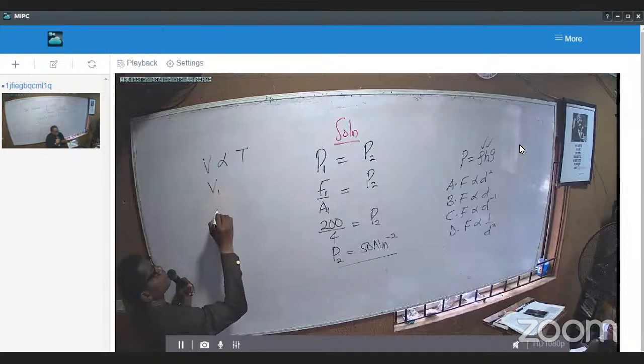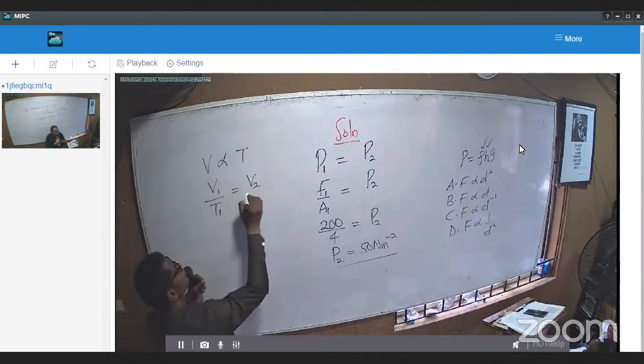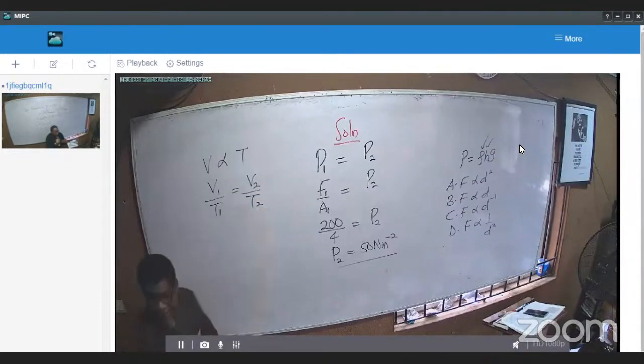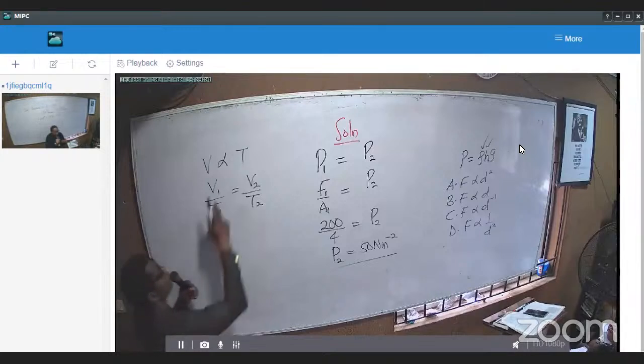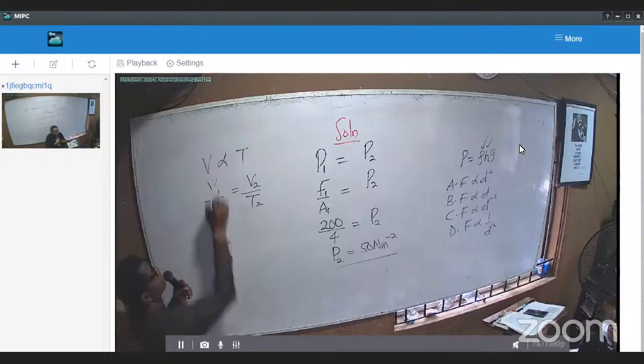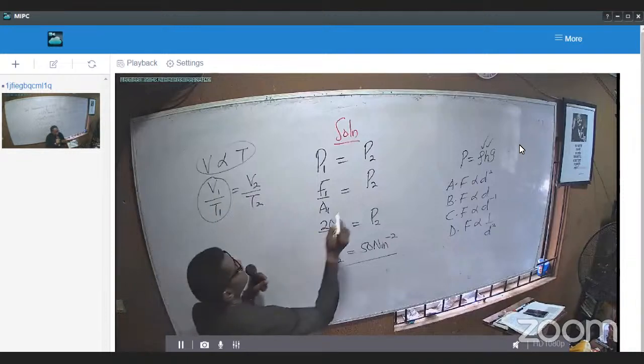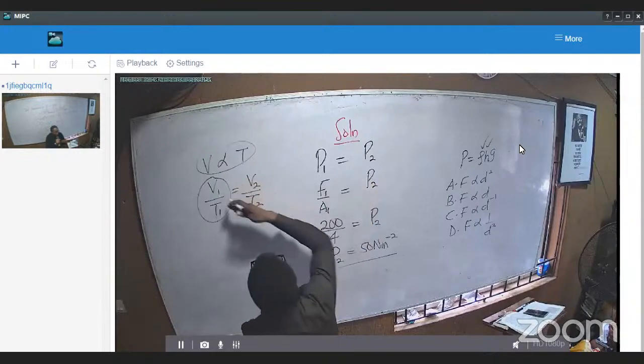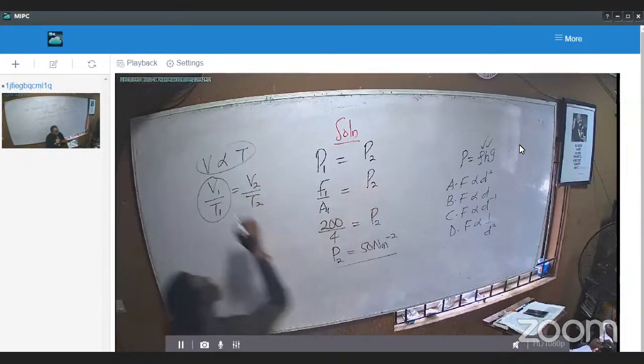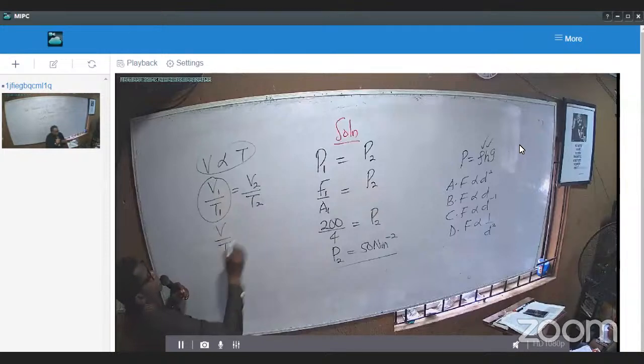V1 over T1 equals V2 over T2. This is a direct relationship, right? There's no need to even rearrange. If this is a constant, following Charles' law, another way of writing Charles' law is that V over T is constant. Do you remember? Are you sure?